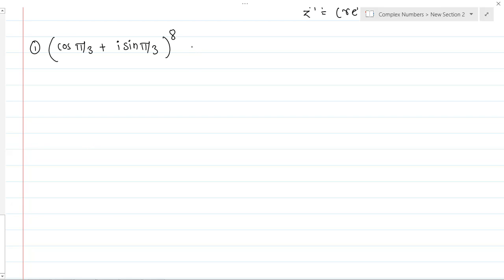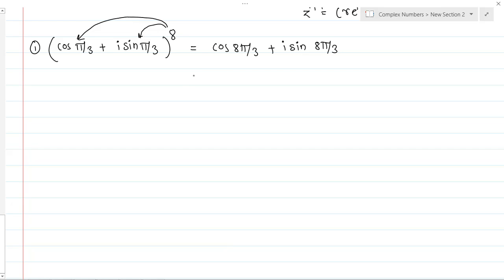So what will be your simplification? Whatever you have as the power, you give it to the multiplication of theta. So it is nothing but cos of 8 pi by 3 plus i sin of 8 pi by 3. What is 8 pi by 3? Pi by 3 is 60 degrees. So 8 into 60 is 480. Yes or no?